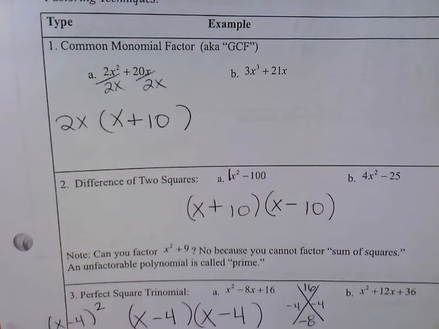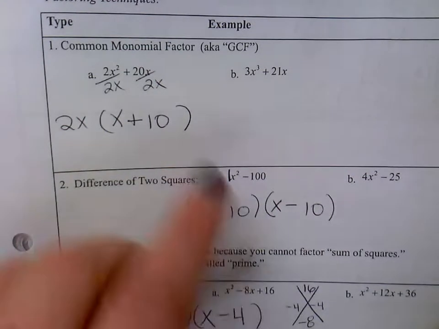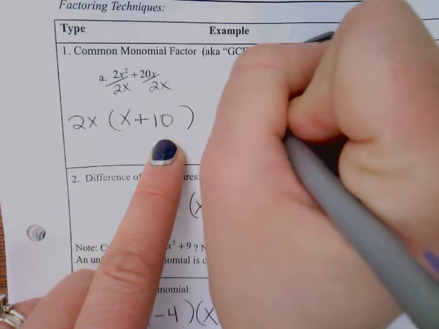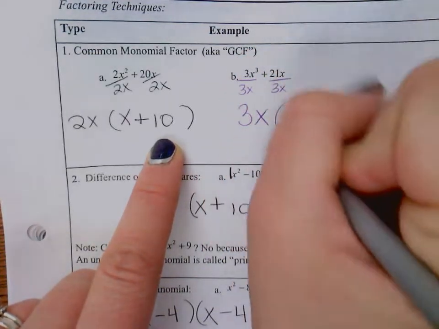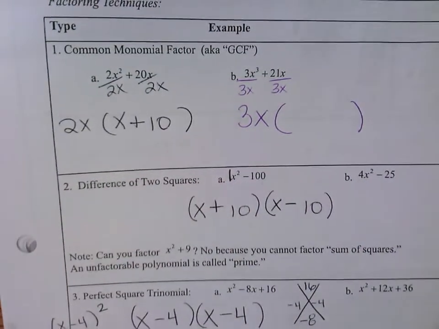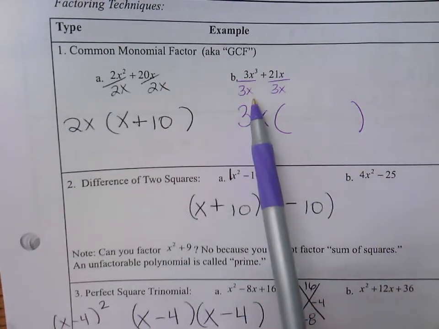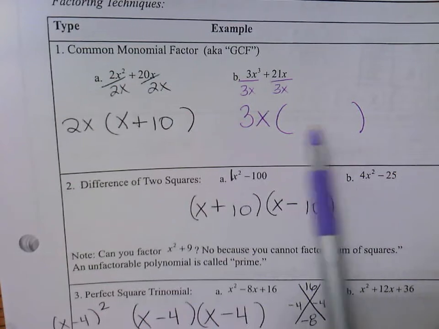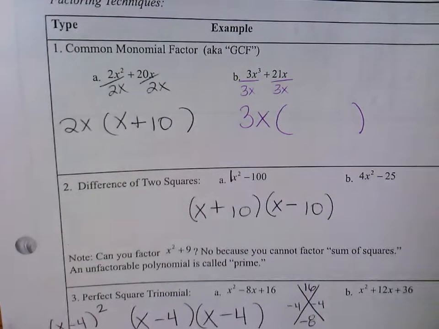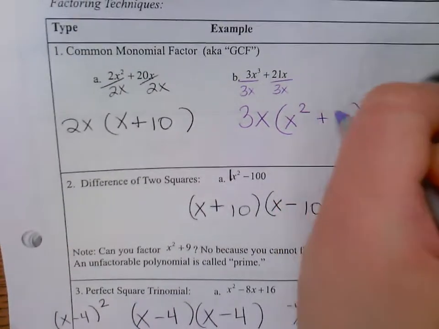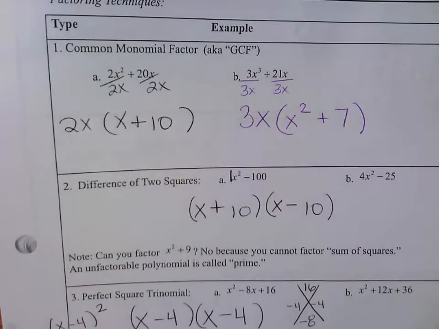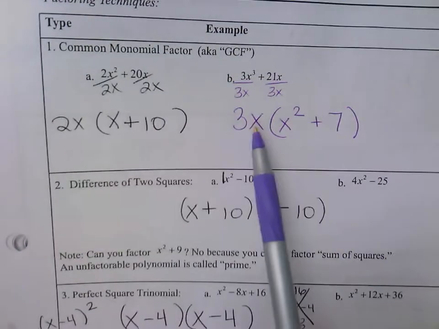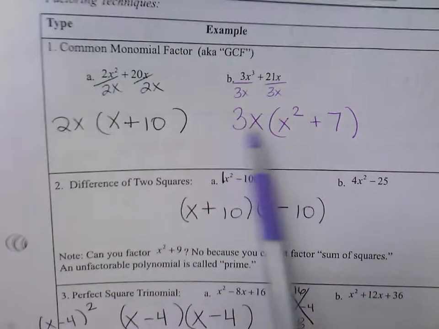Divide the coefficients by 3, and I could divide the variables both by x, right? So 3x is your greatest common factor. And what you do is you actually then do the division. Take the first term, divide by 3x, take the second term, divide by 3x, and write the binomial that you would have left. So we would have x squared plus 7 left after doing that division. Does that make sense? So I pulled out a 3x, and then I had x squared left plus 7.